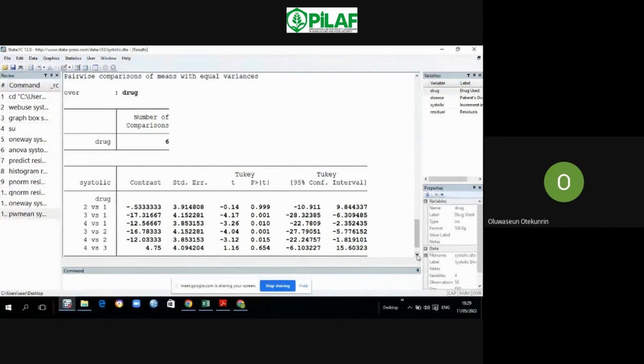Pairwise is pairwise, just like our t-test, independent t-test for 2 groups. This time around, we are dealing with just 2. So you can see the t. 2 versus 1 is also not significant here. 3 versus 1 significant. 4 versus 1 significant. 3 versus 2 significant. 4 versus 2 significant. 4 versus 3 not significant.